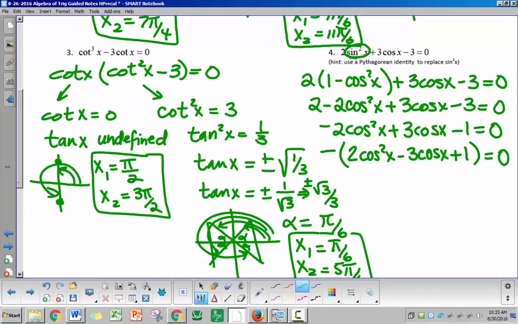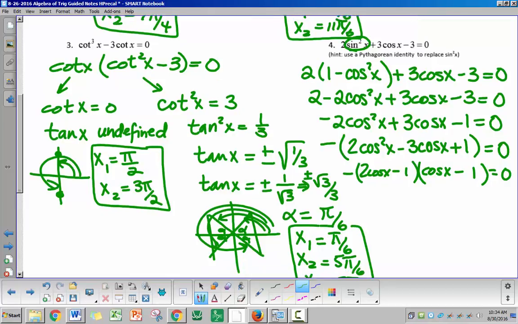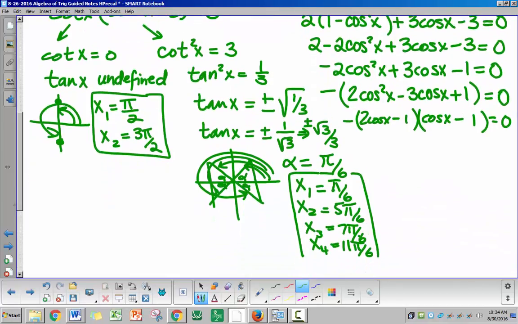Now, does that factor? It does indeed. What would we do if it didn't factor? Quadratic formula. But that's the next unit. Did you see what I did? So what are my factors here? 2 cosine x minus 1 times cosine x minus 1. This problem is impinging on the other one, isn't it? This one right here.